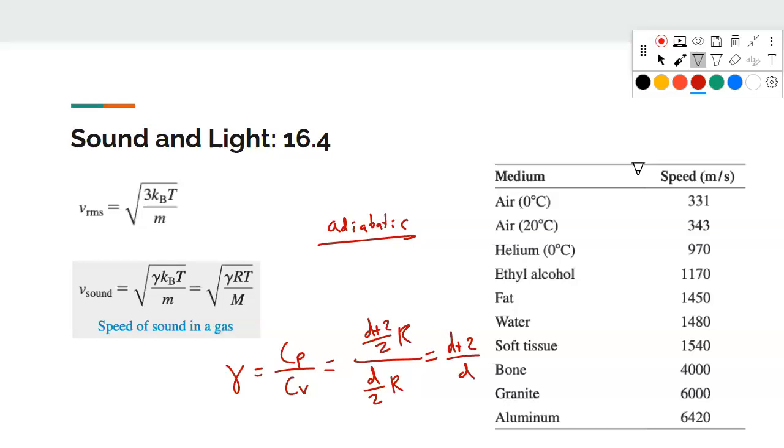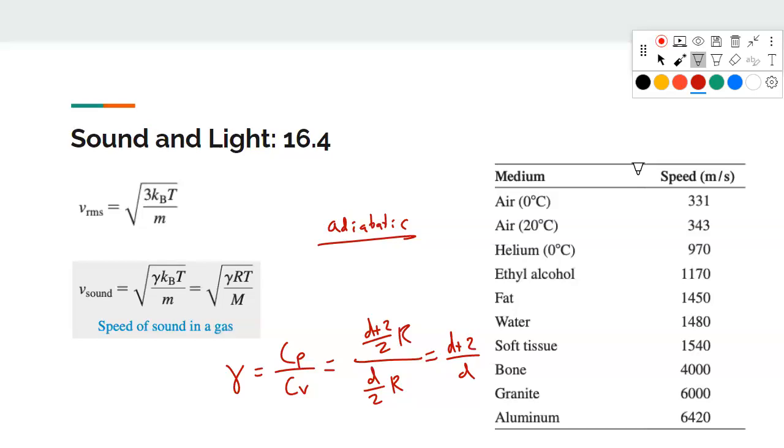So for a monatomic gas, that d is just 3, because you have little balls that can move left and right, up and down, or forward and back. For a diatomic gas, that d is 5. So you can see immediately from this formula that we expect a diatomic gas to have a different speed of sound than a monatomic gas, even if the particles have the same mass and they're at the same temperature. So that's a nice bit of physics.